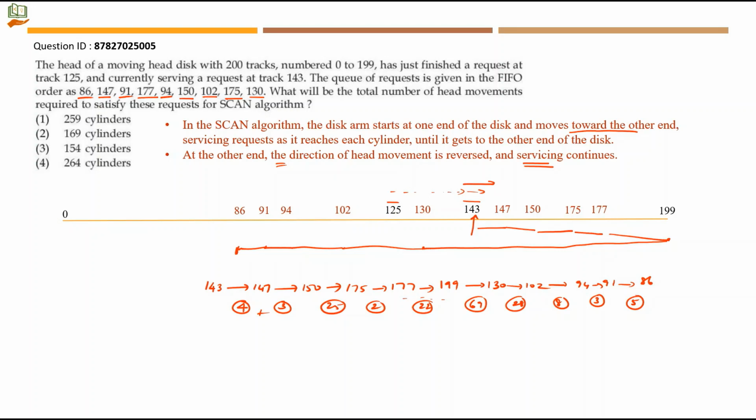Now you have to add up all these. 25 and 5 will give 30, 28 and 2 will give 30, 22 and 8 will give 30, 4, 3 and 3 will give 10, then we have 69 here. So altogether 30 plus 30 plus 30 plus 10 is 100. 100 plus 69 is 169. So in total there are 169 head movements. Option number 2, 169 cylinders, will be the right answer.